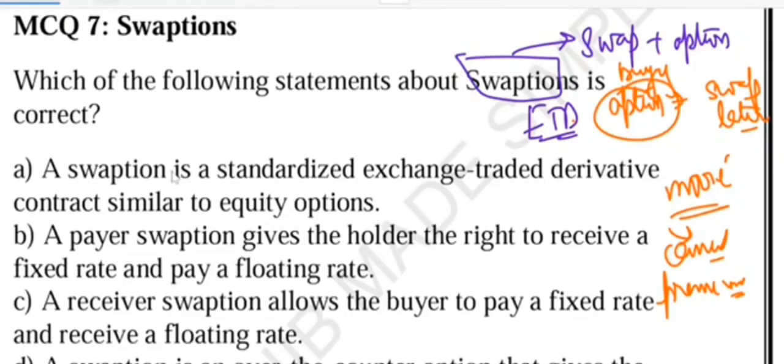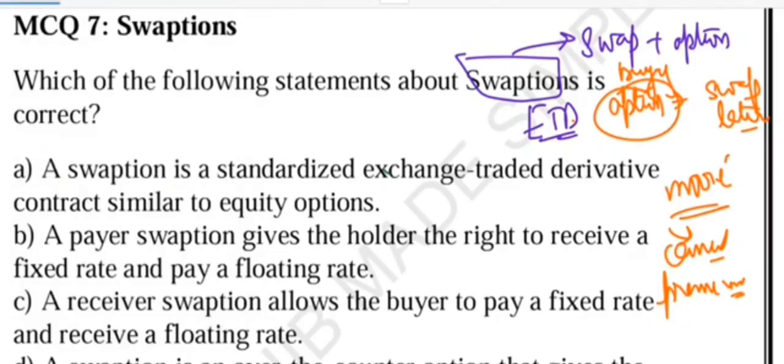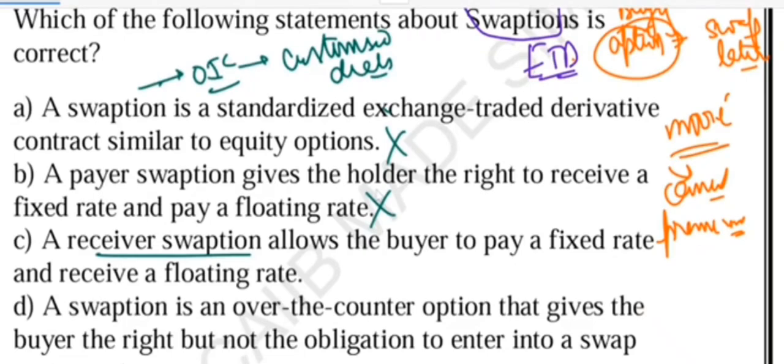Now let's go through each and every option. I think I have provided you sufficient information to easily answer it. Option A says that a swaption is a standardized ETD contract similar to an equity option. No, this is wrong. They are not traded on a stock exchange. They are OTC, over the counter. Another option is also wrong, because a receiver swaption gives the right to receive fixed and pay floating.